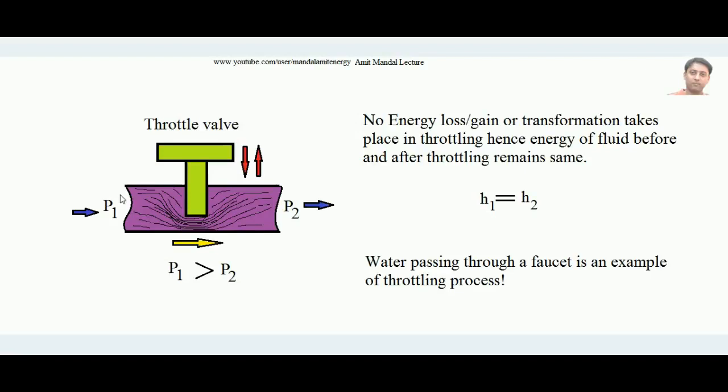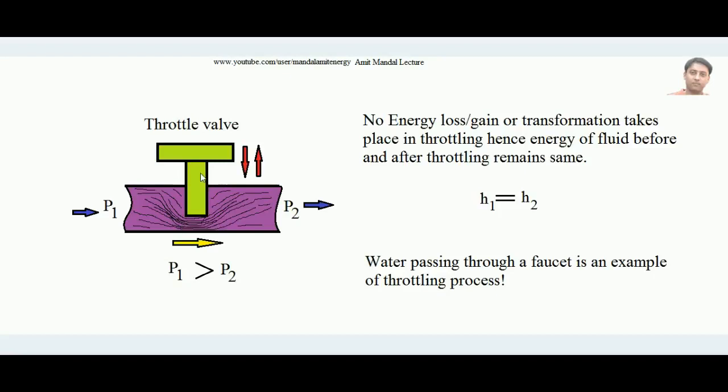So what is it? Let's first learn what the throttling process is. See, in case there is a duct or conduit through which some fluid is passing, and that fluid is a gas, then what happens when the gas is passing through some restricted passage? This is a valve which you can close or open by moving it up and down. If you are moving it up, it is opening, and if you are moving it down, it is closing. So fluid always flows from high pressure to low pressure.